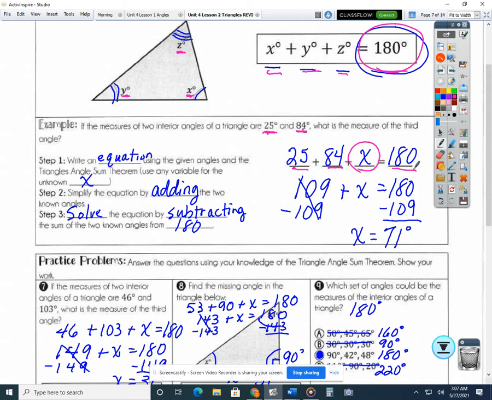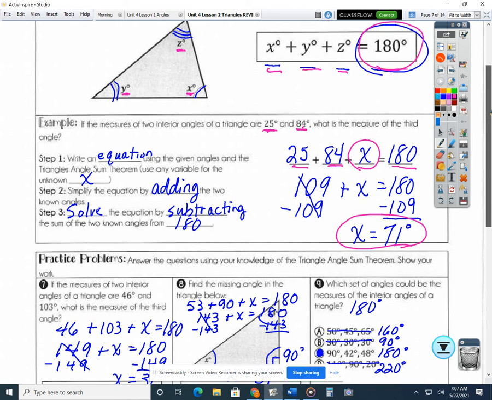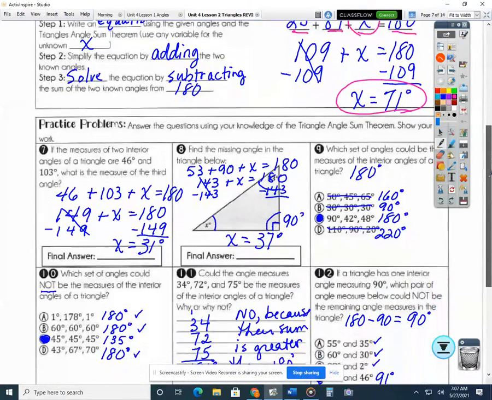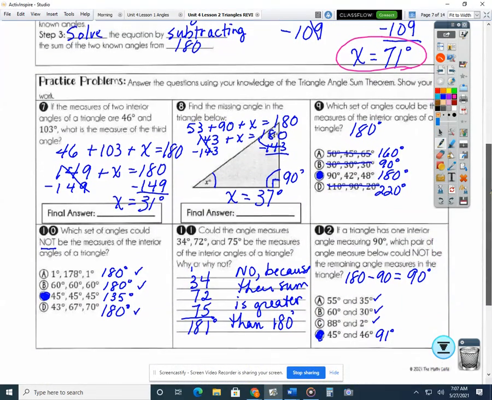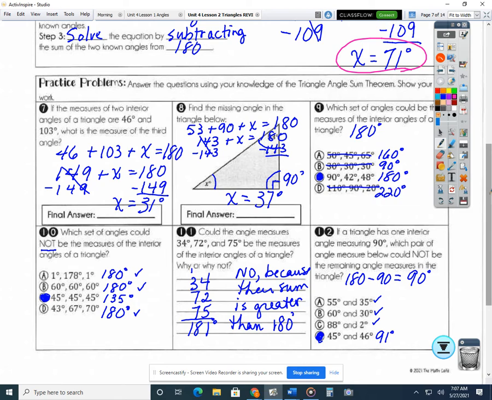So we put in our x variable there for the one we're trying to find. We combine our terms here, we get 109. We must do our inverse operation to both sides, and then that leaves us with x is equal to 71 degrees. Now we can use our triangle angle sum theorem to find a missing measure. We can also use that to determine if a triangle can be formed by those measures.